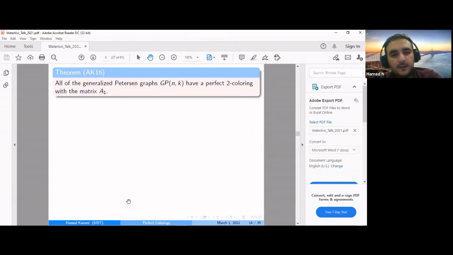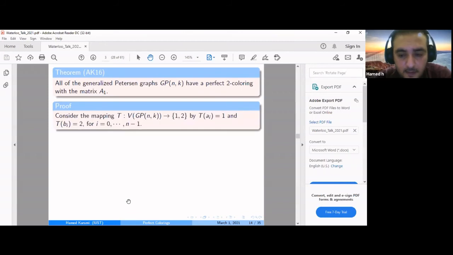This is the first theorem. All of the generalized Petersen graphs G(P, N, K) have a perfect two-coloring with the matrix A1. So we just give a construction: color a_i white and color b_i black. It gives a perfect two-coloring of G(P, N, K) with the matrix A1.